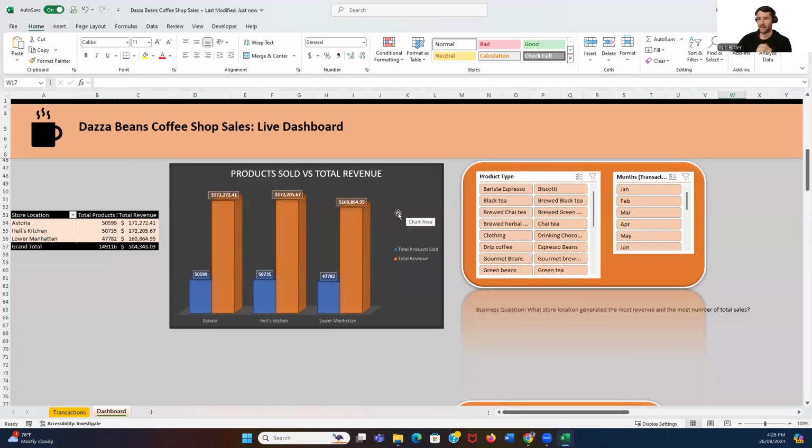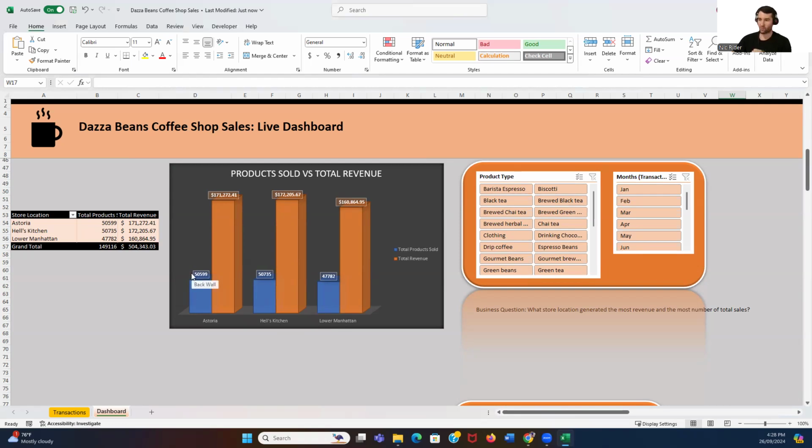So coming down to the next graph, we have products sold versus total revenue. His question was, what store location generated the most revenue and the most number of total sales? So looking at these three stores here, we've got Astoria, Hell's Kitchen, and Lower Manhattan. The most revenue, as we can see on the graph here, is 172K to Hell's Kitchen, closely followed by Astoria. As far as the quantity of units sold, they're pretty close here.